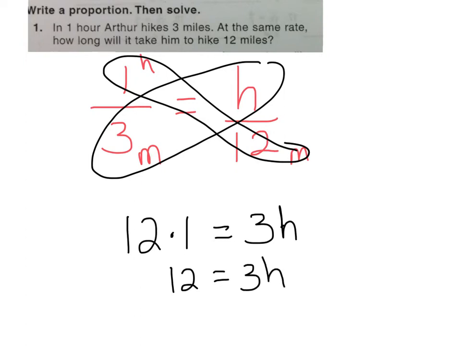We're going to take this and divide each side by 3 to get rid of that 3, or to turn it into a 1. So again, we turn that into 1, and 12 divided by 3 is going to be 4. So 4 is going to be h, or he can hike that at that same rate. It'll take him 4 hours.